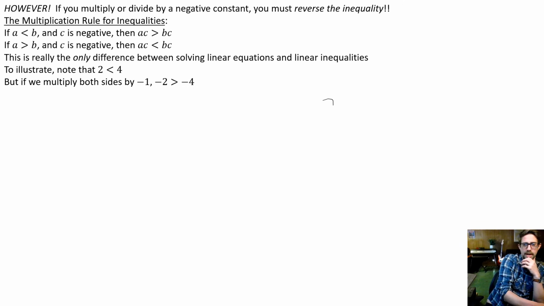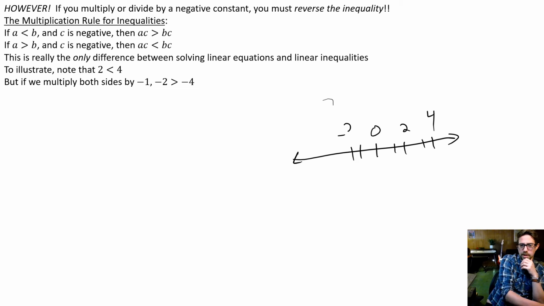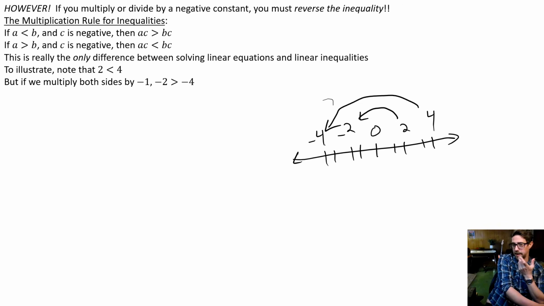If we multiply by -1, here's what happens. Here's 0, here's 2, here's 4. If we multiply 2 by -1, we get -2. If we multiply 4 by -1, we get -4. So if you multiply both sides of that inequality by -1, you have -2 and -4, except -2 is not less than -4. It's bigger. So what just happened? It jumped over it. This is the only way you can make an inequality flip, because the numbers jump over each other when you multiply them by a negative number.